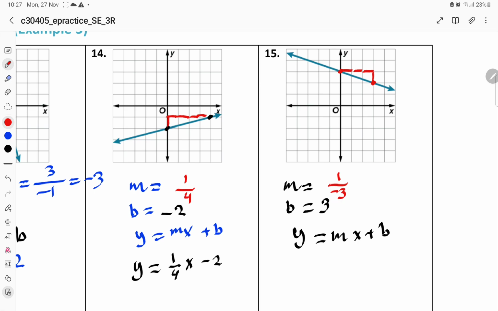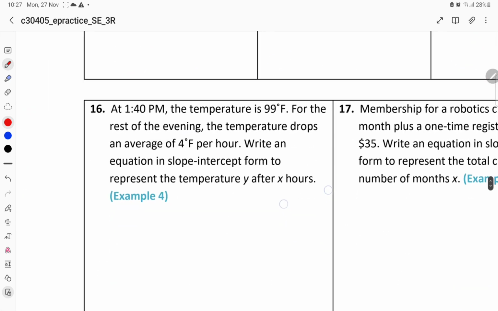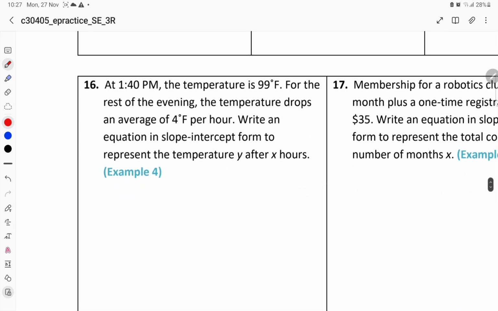So I went left 3 steps, so it's 1 over -3. So now the equation is like this: y equals 1 over -3, or -1 over 3, x plus b, which is 3. Word problems. At 1:40 p.m., the temperature is 99 degrees Fahrenheit.